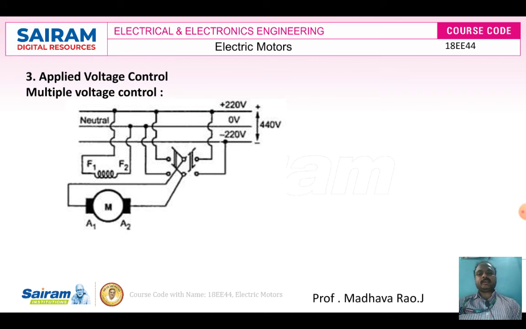Next one, applied voltage control or multiple voltage control. Here we are using a DPST switch, an extra arrangement. Both the field winding and armature winding are connected directly to the supply, and based on the DPST switch operation, the motor will rotate either in the clockwise or anti-clockwise direction. So one more advantage in this method is that you can control the speed of the DC shunt motor in both directions. This is a special advantage of this method.